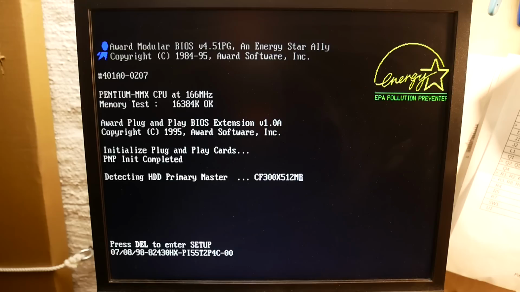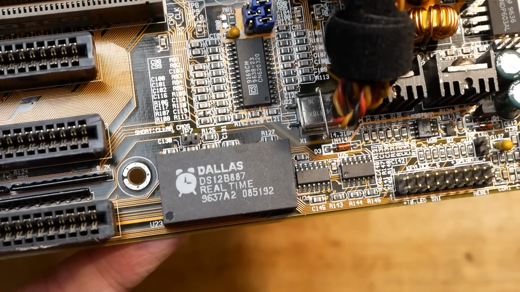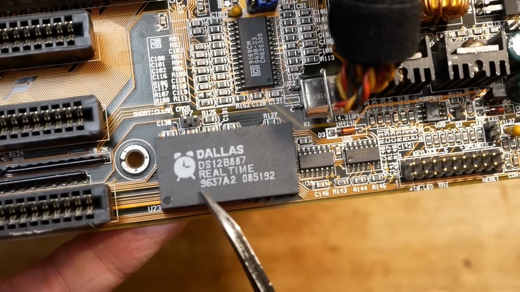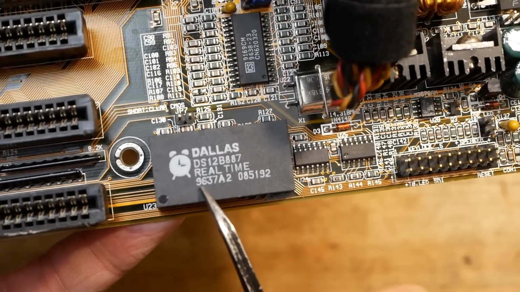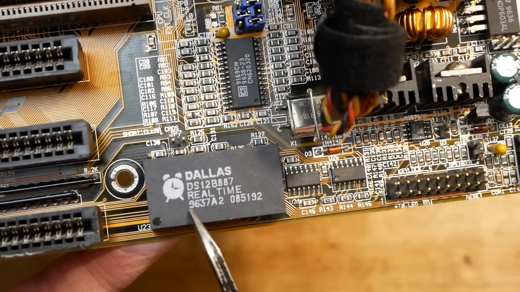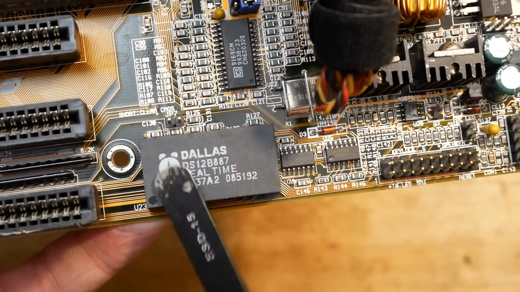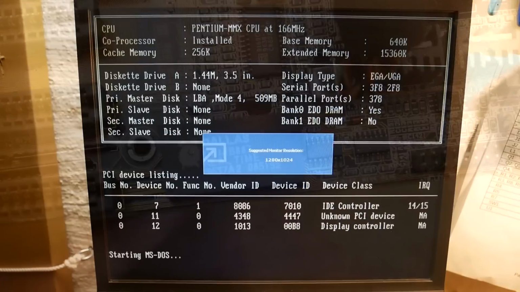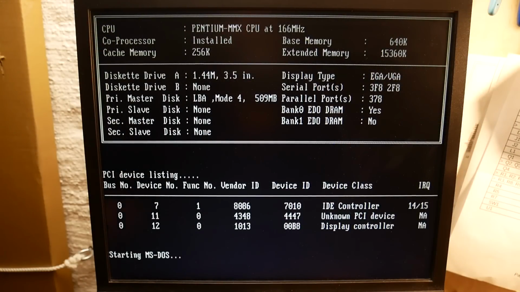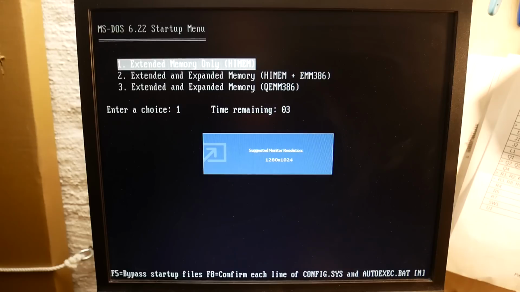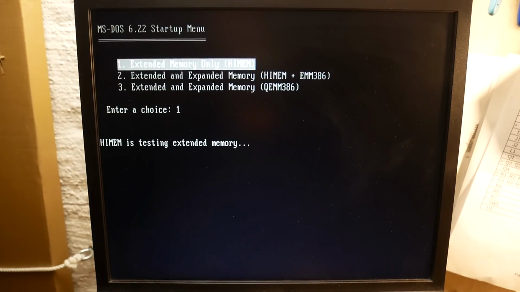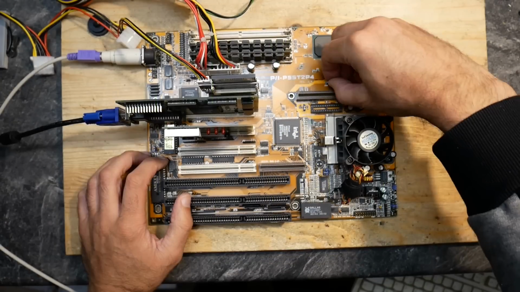But the most amazing thing about this board is that the battery in the Dallas RTC module seems still to be intact. The module on this board is soldered as well and is the original one with the date code from 1996. After almost 30 years, that's insane. Look at the reported cache amount, that's 256k, keep that number in mind. Now let's see if it can boot into DOS. And it does, nice.